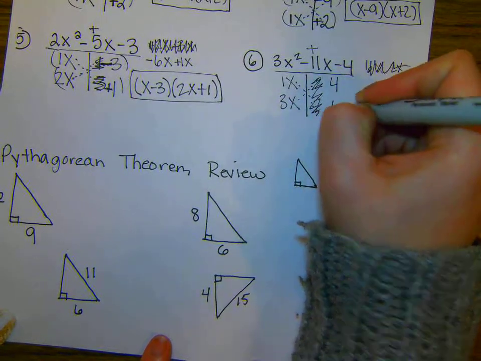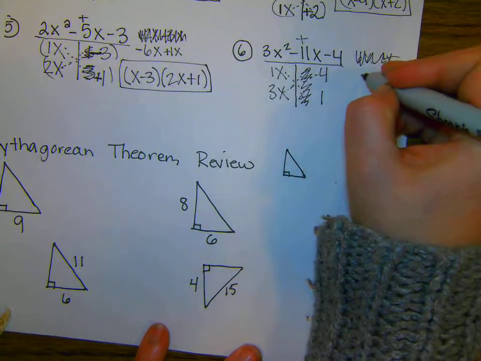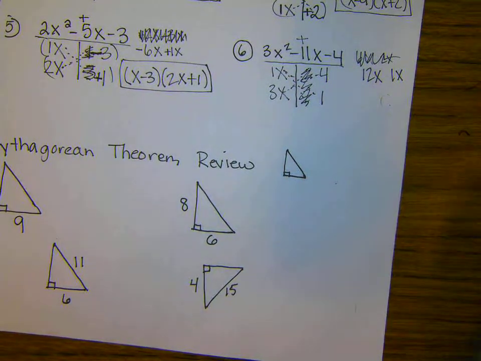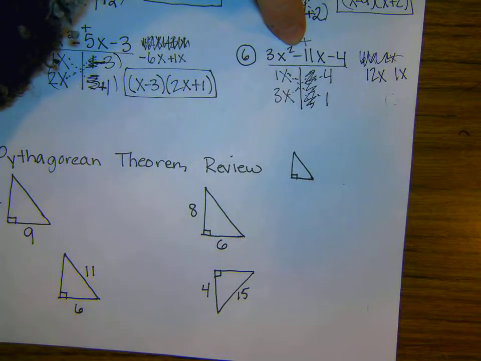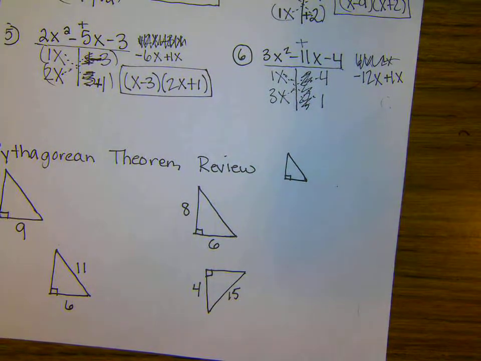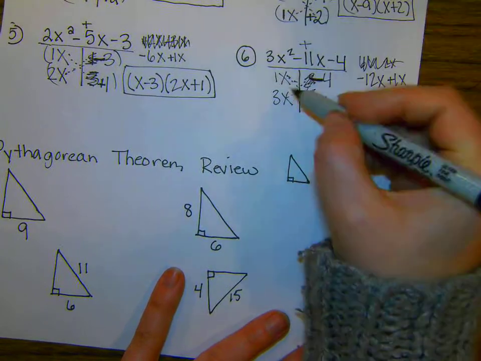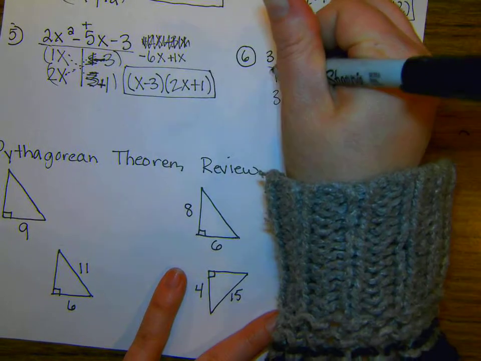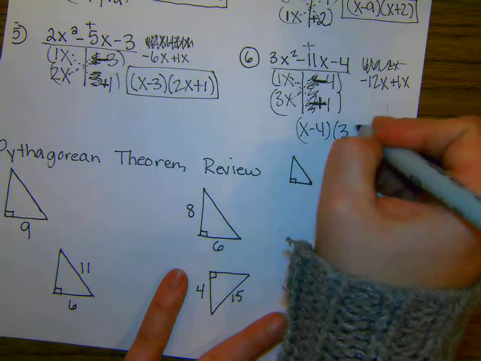I'm going to try 4 and 1 now because you couldn't switch 2 and 2. 3x times 4 is 12x. 1x times 1 is 1x. Now this combination will work for them to add to negative 11. The 12 must be negative and the 1 must be positive. So then that means here the 4 is the negative because that's how we would get negative 12. The 1 is the plus, that's how you would get the 1, and you put your parentheses to group them, and you write them, final answer, straight across.